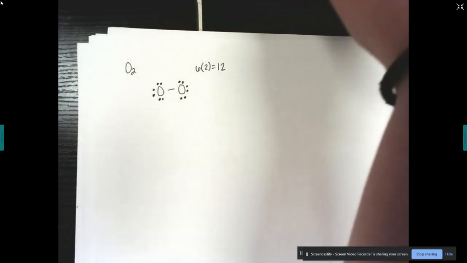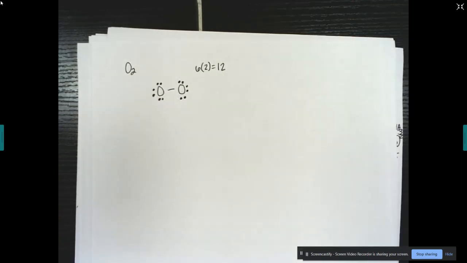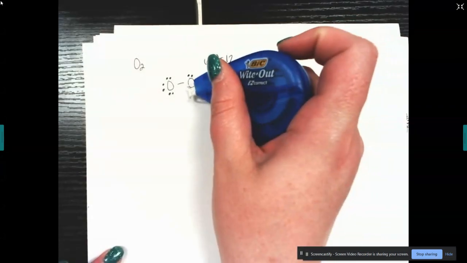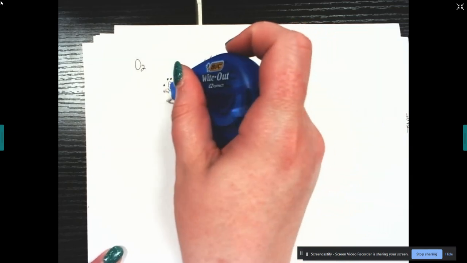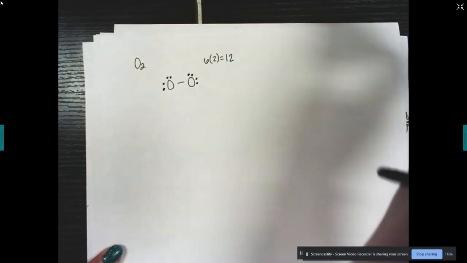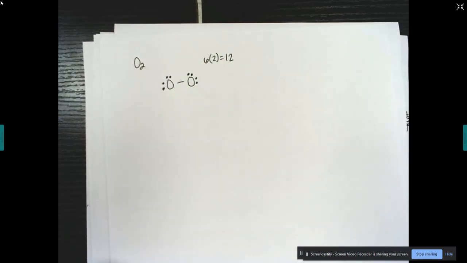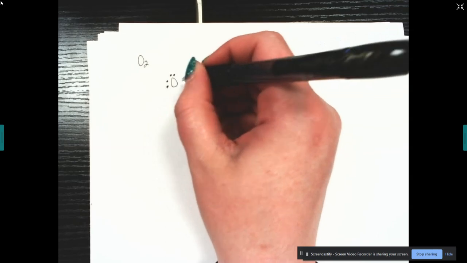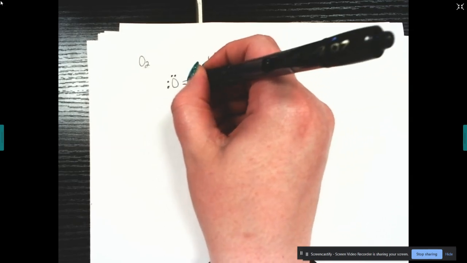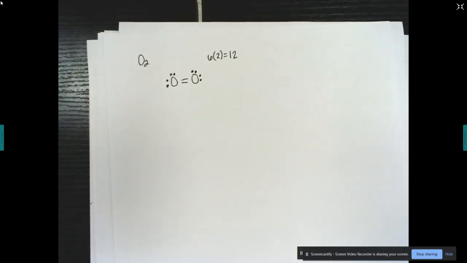If I'm going to double bond 2 atoms, I'm going to erase a pair from each one. So I'm going to erase this pair of dots, and it doesn't matter which ones, and this pair of dots. I whited them out, but you'll probably have a pencil. So then, once I erase 2 pairs, I can make 1 double bond.